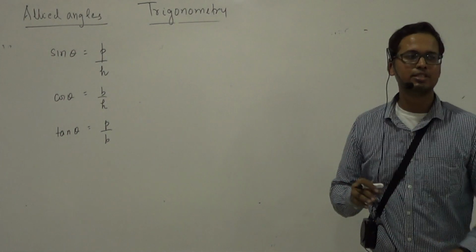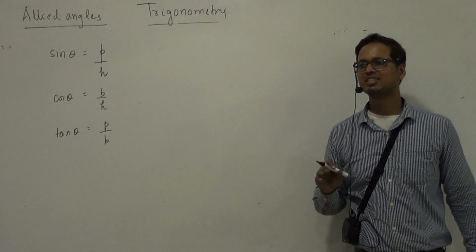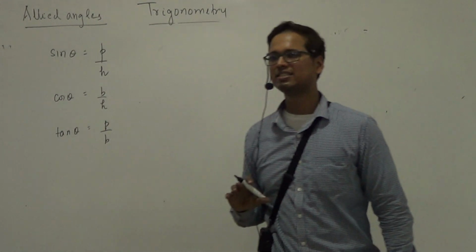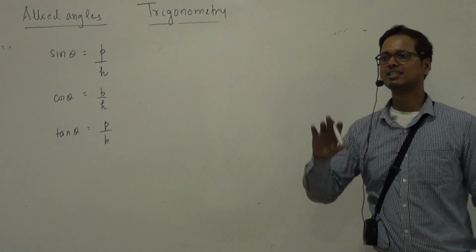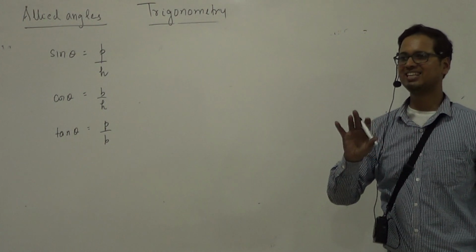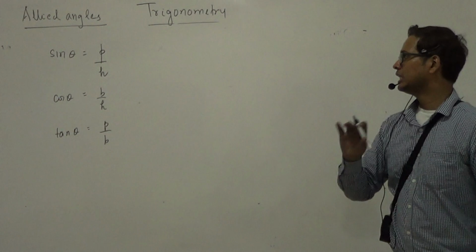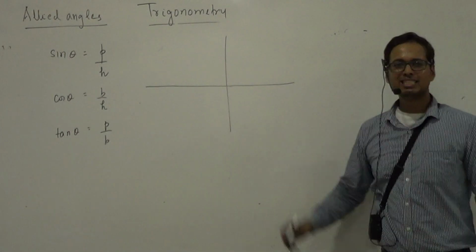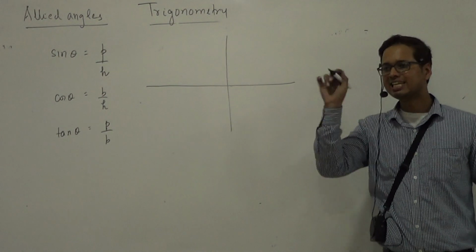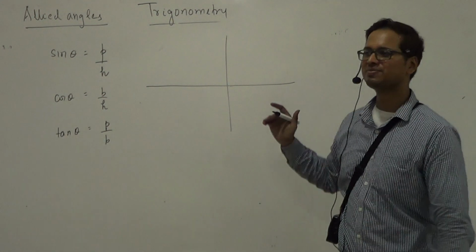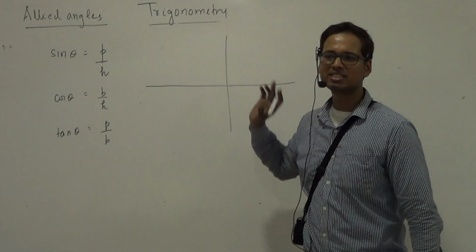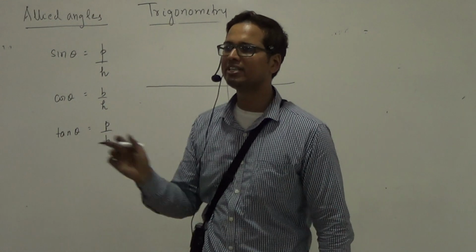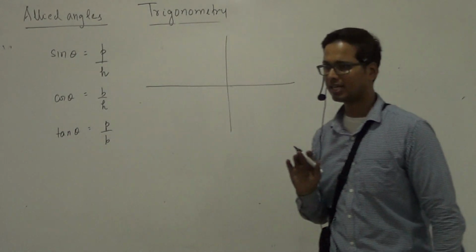Now you would realize that the signs you were seeing, whether plus or minus, were varying as per the quadrant for different trigonometric ratios, right?